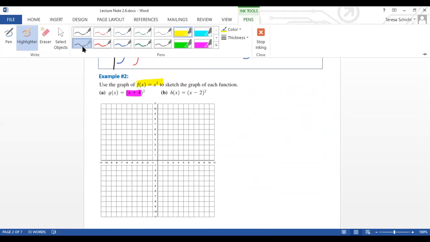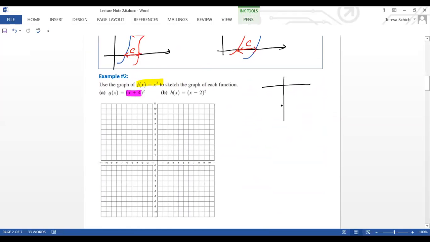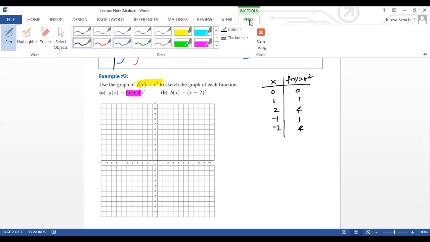So let's write it down. A few points will help us. So this is f of x equal to x squared. Hopefully this can help us to graph here. So we have 1, 1, 2, 4, then negative 1, 1, and negative 2, 4. Sometimes I call those the fundamental points or the basic points for the parent function, which can help you to draw here, right? So as always, let's start here.